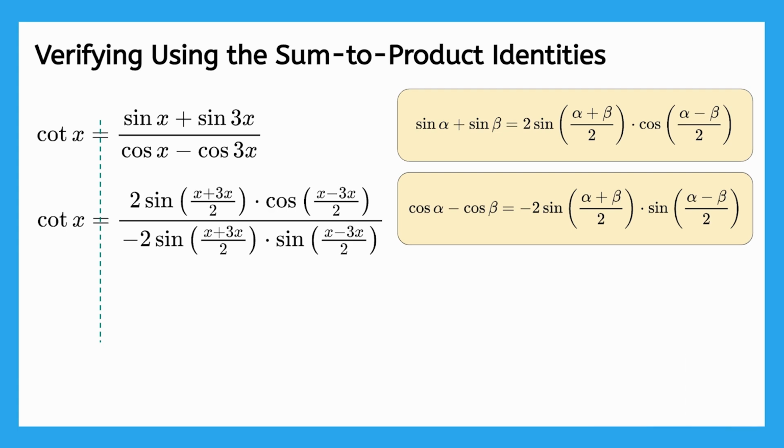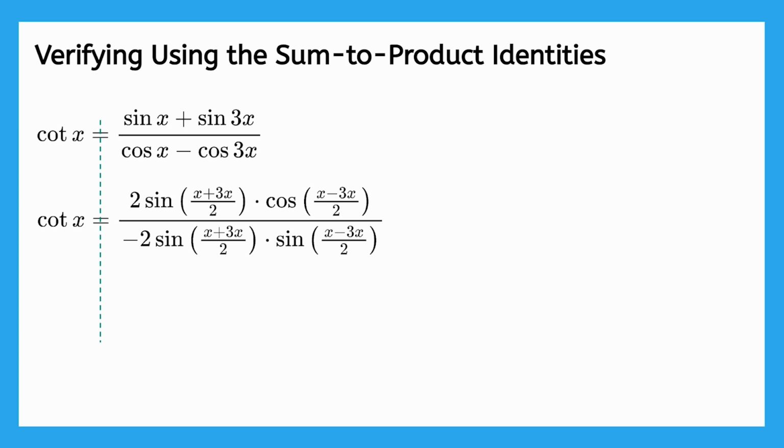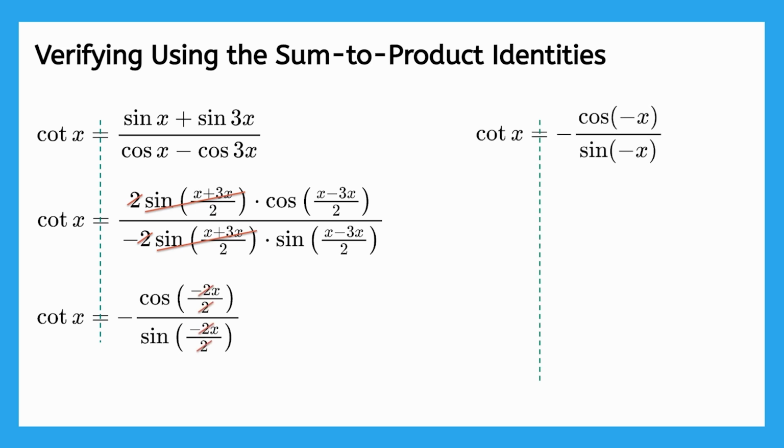Let's see how you did. After using the sum to product identities, we can simplify a bit. Notice that we have 2 times sine of x plus 3x over 2 in the numerator and denominator, which can be canceled out. Simplifying the remaining terms brings us to negative cosine of negative x over sine of negative x.